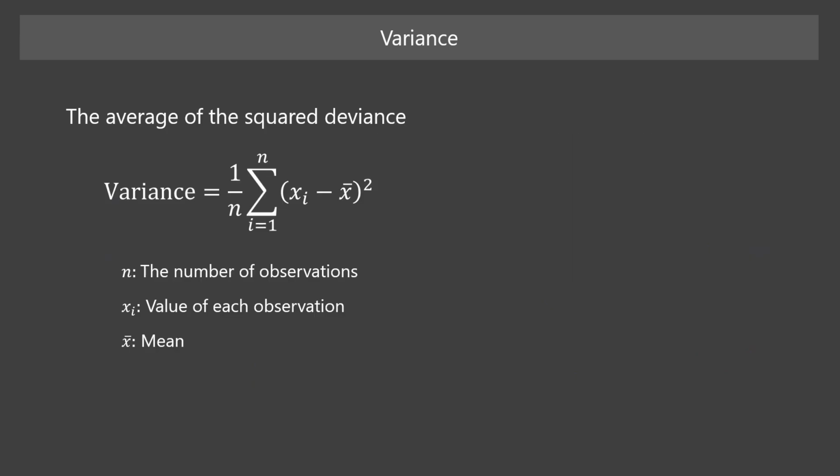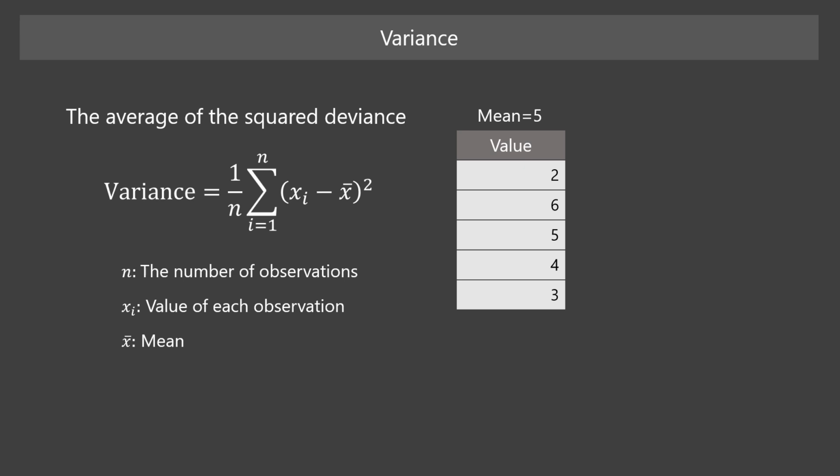Another popular metric of variability is variance. Variance is the average of the squared deviances. Deviance is the difference between the mean and the value of each observation. The more dispersed the data is, the greater the variance is.